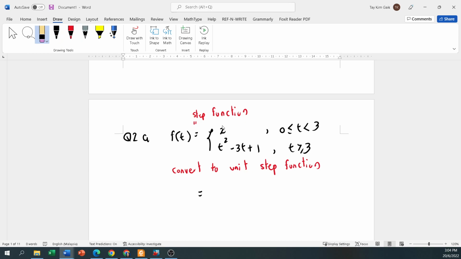Okay, you convert to unit step function. The top function, you factor out, you got 2. You factor out the top function, take the bottom function, deduct the top function. So where you got t squared minus 3t plus 1, then minus the top function, minus 2. Then you multiply, okay, they are connecting at t equal to 3. So h(t minus 3).